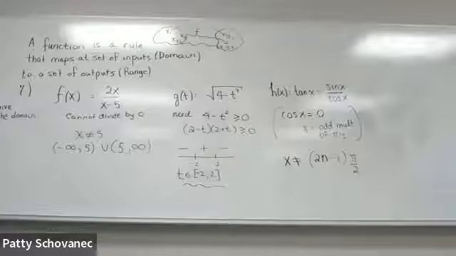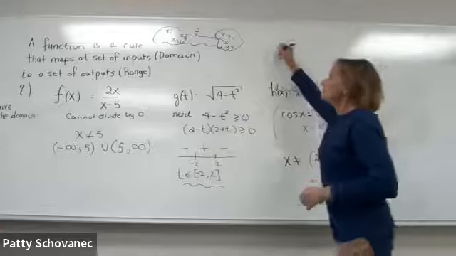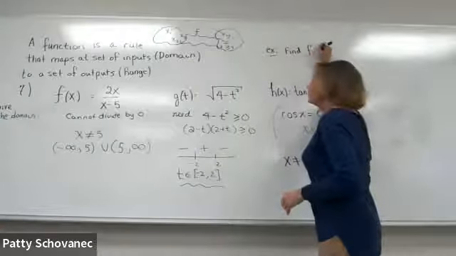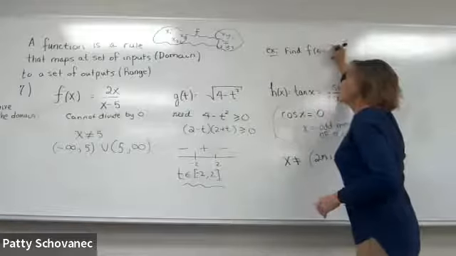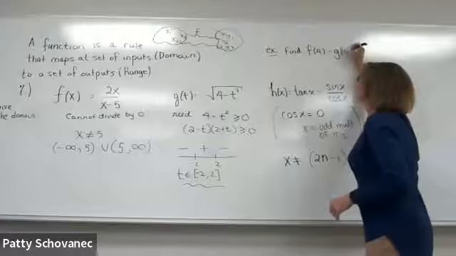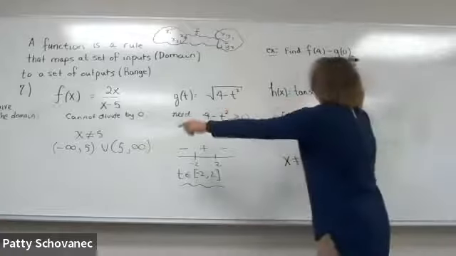Okay, while we have some functions up here, what if I ask you, using these three functions, to find f of 4 minus g of 0? You know what I'm referring to there. Tell me what f of 4 is going to be. 2 times 4 over 4 minus 2 times 4 over 4 minus 5.